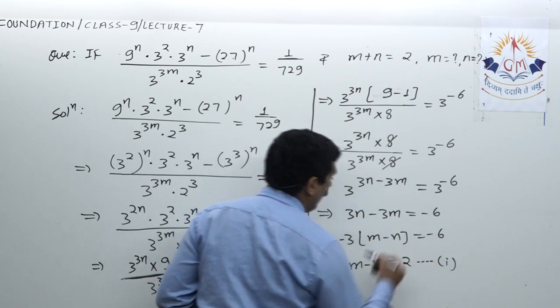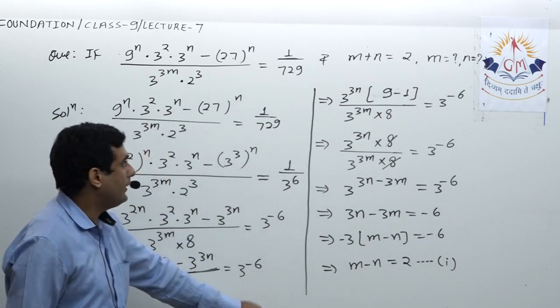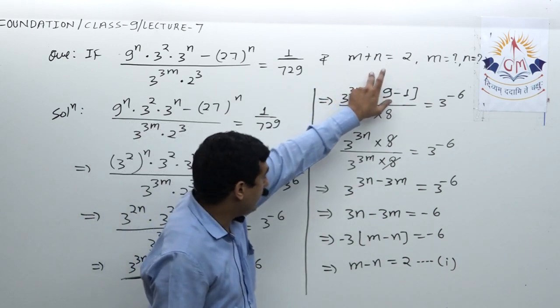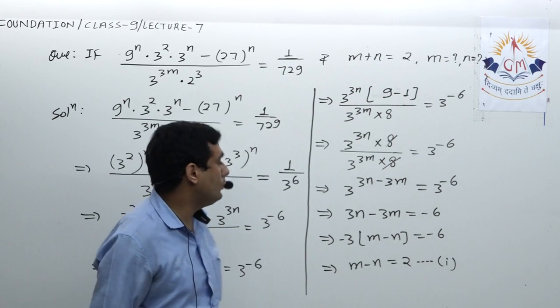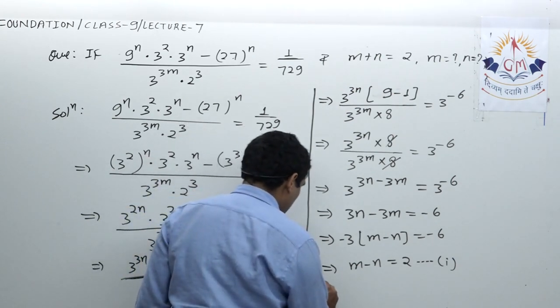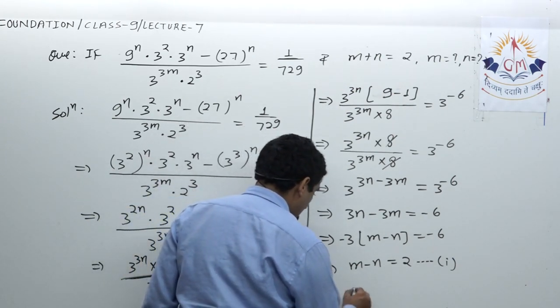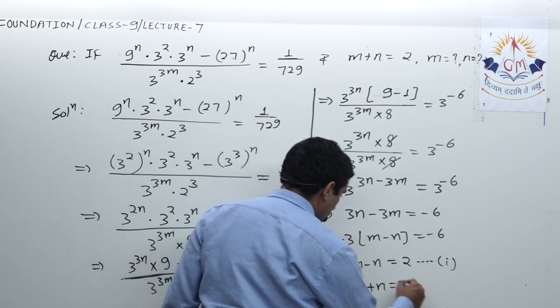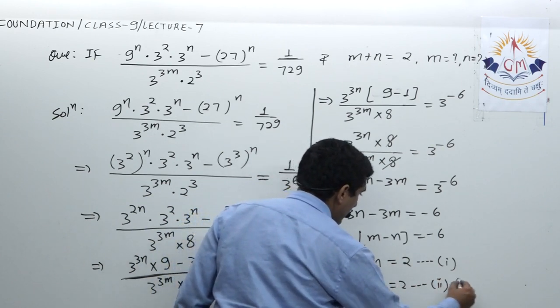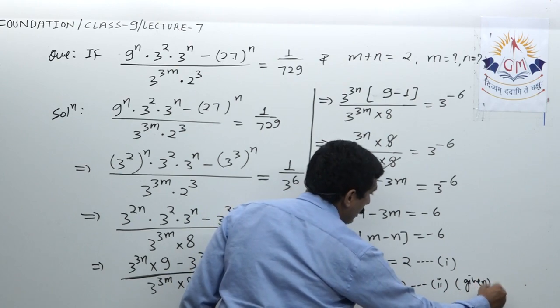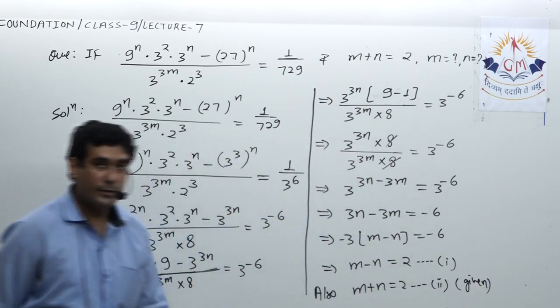This I will say my first equation. m minus n equal to 2, and m plus n is already given equal to 2. Here I will write also m plus n is equal to 2. Okay, that is actually given. Note it down up to this point.